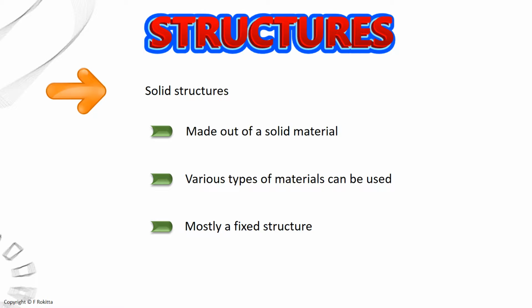Solid structures are mostly made out of solid materials, although various types of materials can be used, and we can even combine different types of materials. We also understand that solid structures are mostly fixed structures. In nature, we'll see that a mountain range is a fixed structure, as well as a house or a bridge for man-made structures.